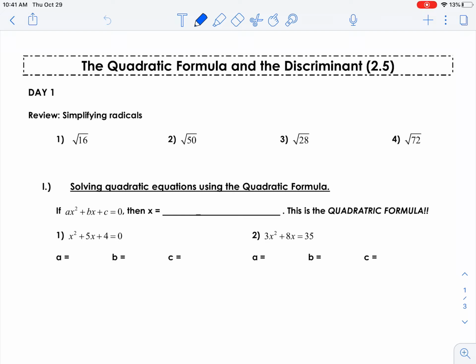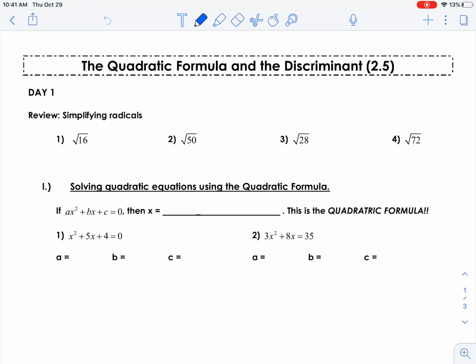Hi everybody, today we are going to start our last method of solving quadratics, which is using the quadratic formula. Before we do that, we're going to review how we can simplify radicals because we'll be doing that quite a bit today. So remember, when you simplify radicals, you think about a perfect square that goes into those radicals.